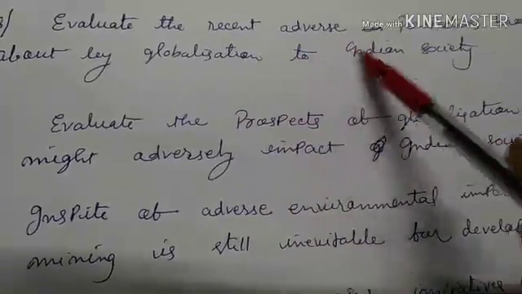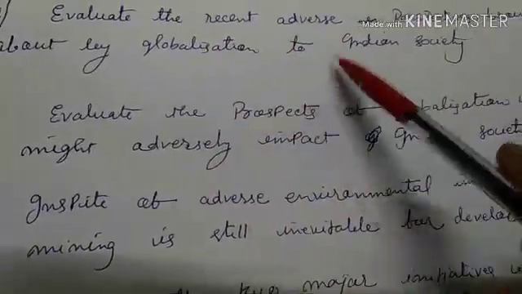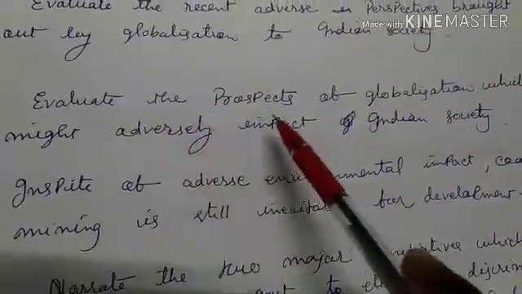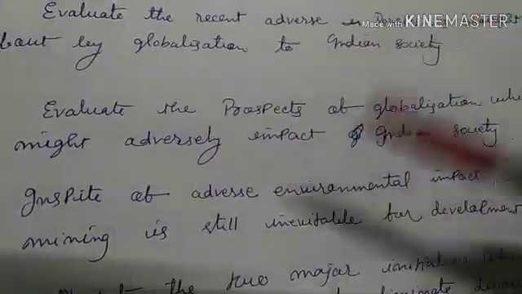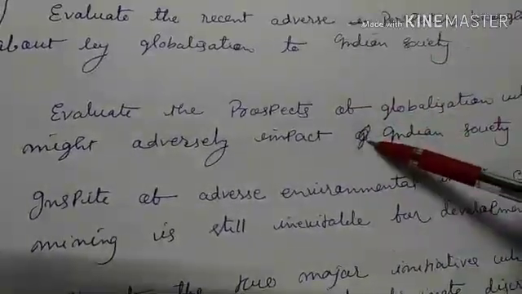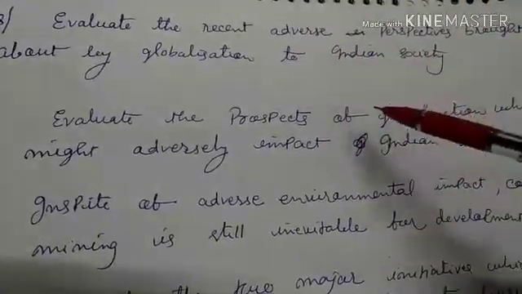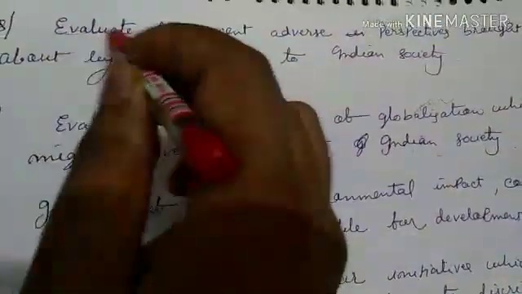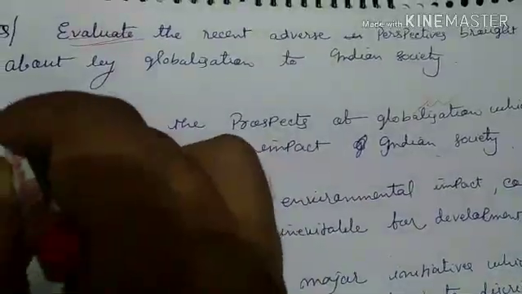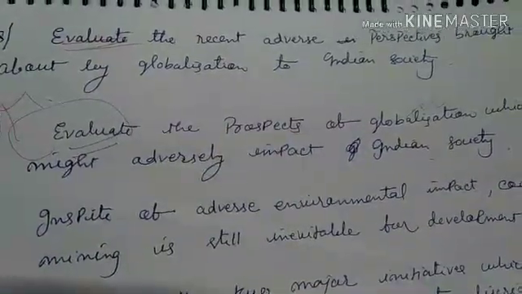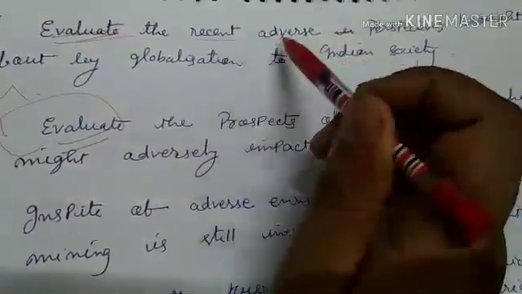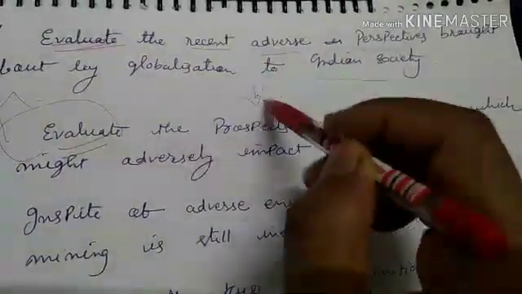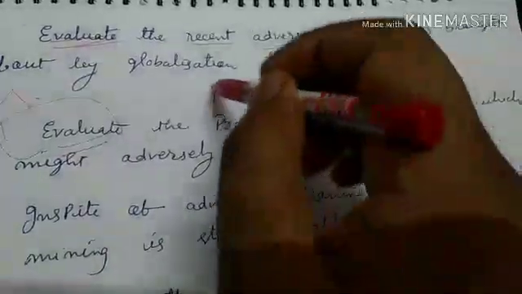Evaluate the recent adverse perspectives brought about by globalization to Indian society. Question number 2. Evaluate the prospects of globalization which might adversely impact Indian society. From the apparent viewpoint, the requirement of both the questions seems same. But if we go to the words and the tense, then the requirement of both the questions is different. First, see the keyword: evaluate. These directives you must see very carefully in a question. Then go to the other words: recent, adverse, perspectives, Indian society, and what has brought difference to the questions.